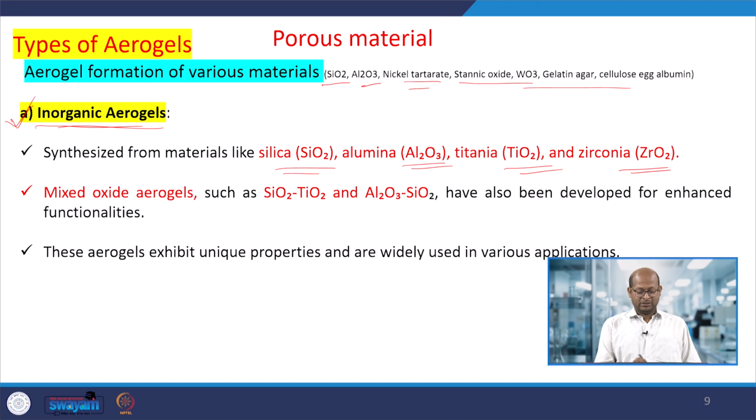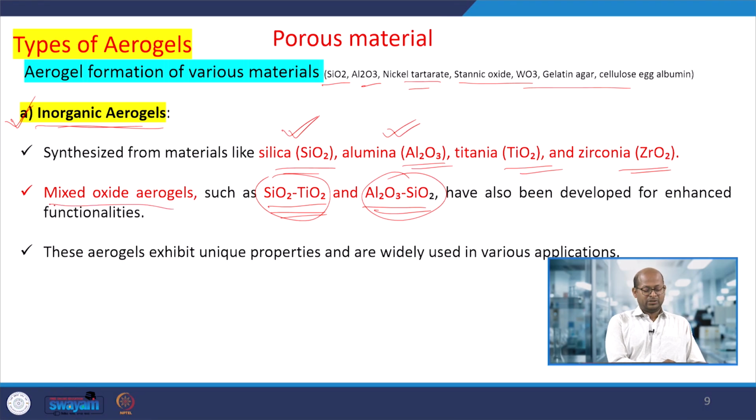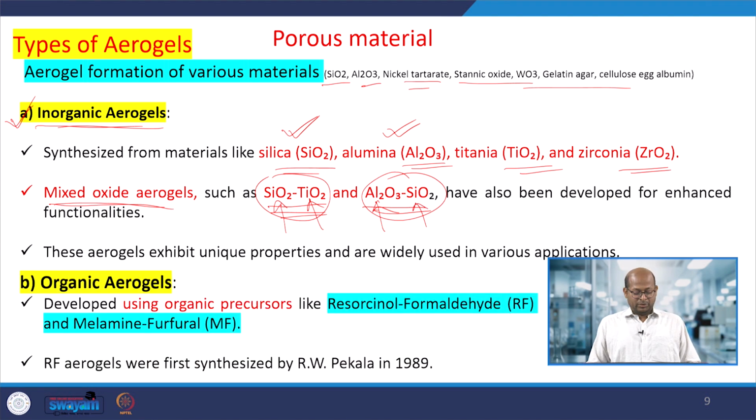And then, mixed metal oxides also we can prepare, two different individual metal oxides. This type of mixed metal oxide aerogel can be prepared similarly, with particular precursors of the two metals, such as silica and titanium, or alumina and silica, followed by gel formation and then drying. We can also prepare organic aerogels.